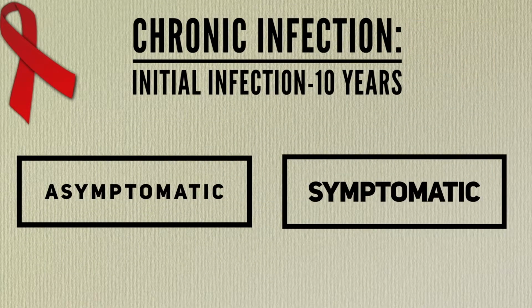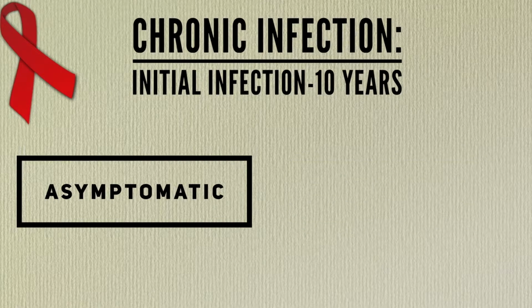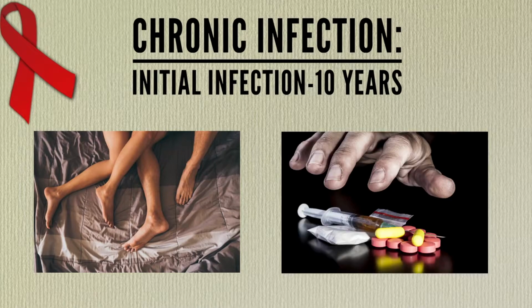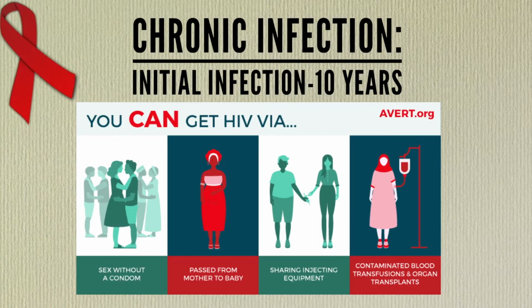During the first several years, people are asymptomatic and have no symptoms or relatively limited signs of infection. During this time, infected people continue their usual activity, which may include high-risk sexual and drug-abusing behaviors. This is a major public health problem. Infected individuals can still transmit HIV to others even though they have no symptoms.